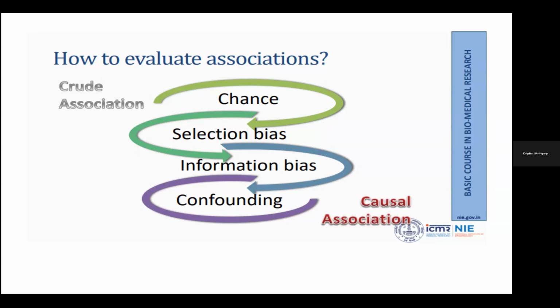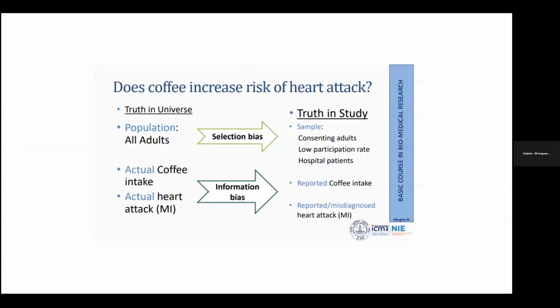I look at whether there is any chance association. If not, I look at whether there are any selection biases or information biases. If not, I look at whether there were any confounding factors associated here. If I get a no for all this, only then it means that this crude association is the actual causal association.